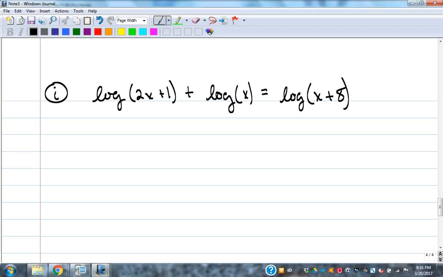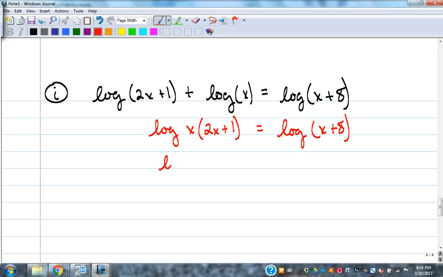Addition condenses to multiplication. So this side condenses down to log of x times 2x plus 1. This side is log of x plus 8. So the left side is log of 2x squared plus x. The right side is log of x plus 8.